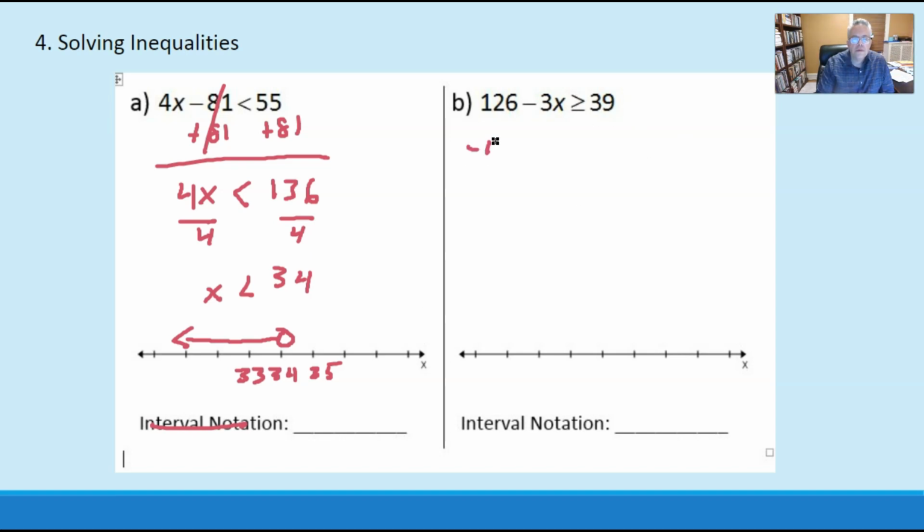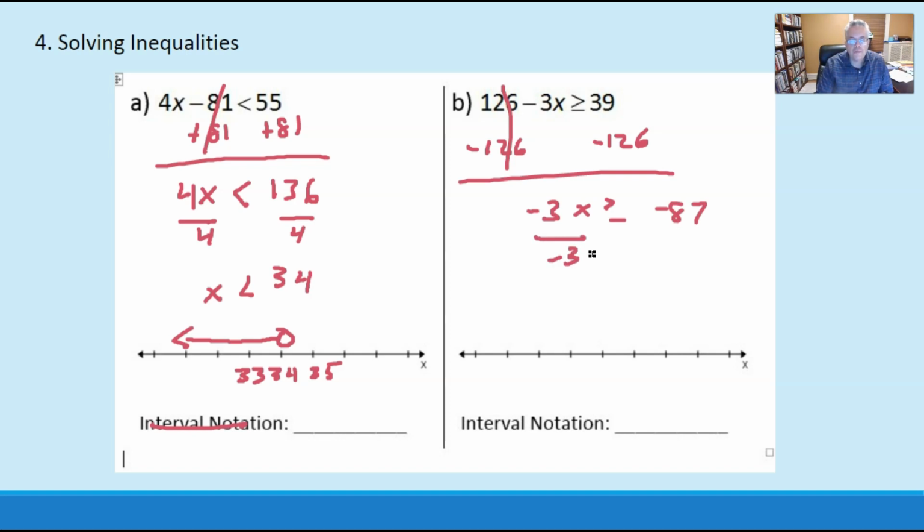We're going to subtract 126 on both sides. And those cancel, and I get minus 3x is greater than or equal to, well, 39 minus 126 is negative 87. All right, here's the big moment. We're going to divide by a negative number. We have to be careful here. So we get x, and on this side we get 29. We have to flip the inequality to keep it true.